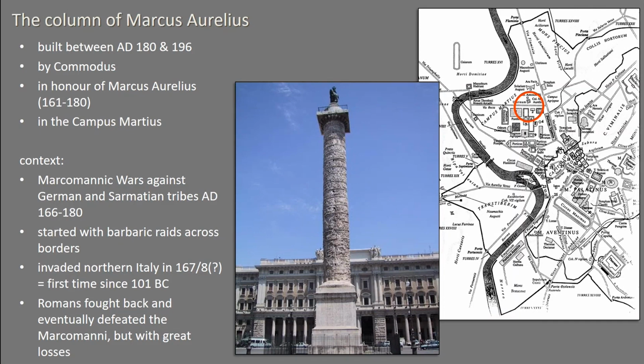The fights that then ensued were actually long and very hard, with lots of losses on both sides, including on the Roman side. So for the Romans, it wasn't an easy victory at all to drive back these tribes in the Marcomannic War. That was a very different kind of war from the one that Trajan had fought, where the Dacians hadn't invaded the empire. It was really a colonialist kind of war, to be honest, whereas this was a war of defense.